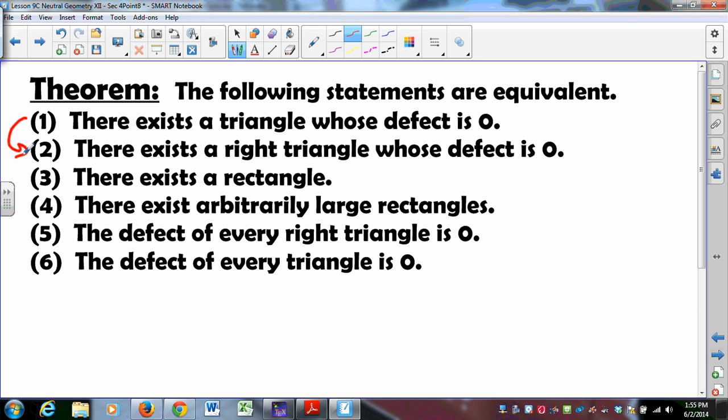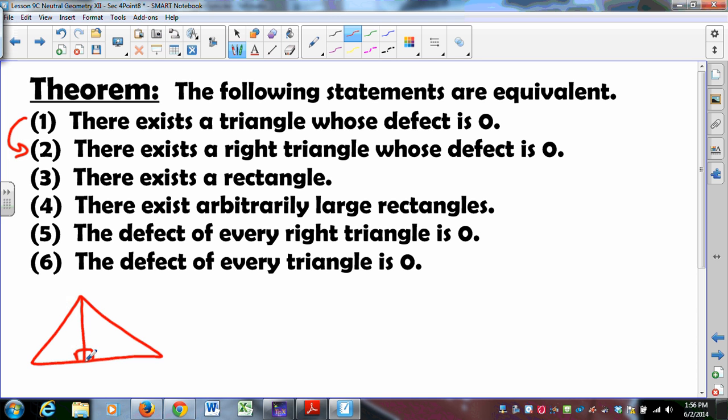First things first, let's get 1 implies 2. If there is a triangle whose defect is 0, then there exists a right triangle whose defect is 0. So we'll take some triangle whose defect is 0. That triangle has an angle sum of 180 degrees. I want to show that there's a right triangle whose defect is 0. And so what I'm going to do is drop a perpendicular right there. And I maintain that either right triangle that we just drew has a defect of 0 degrees.